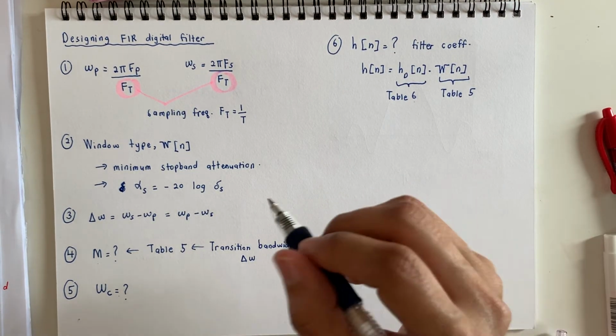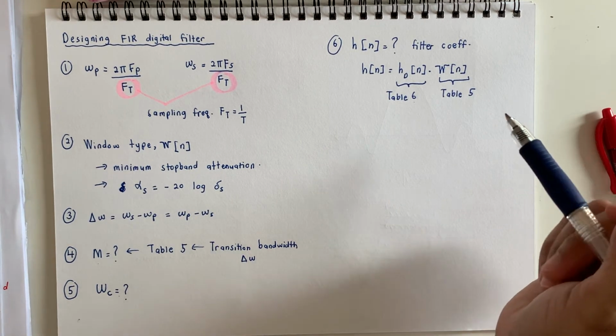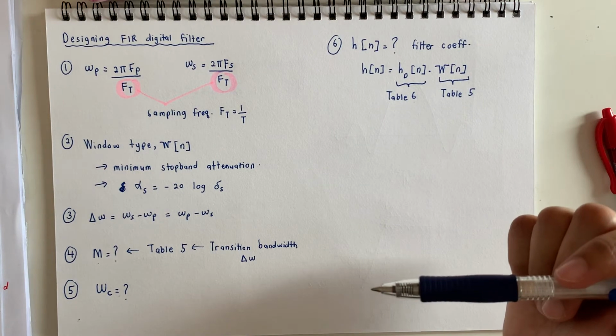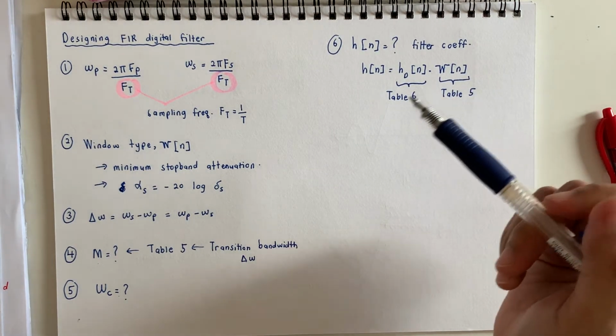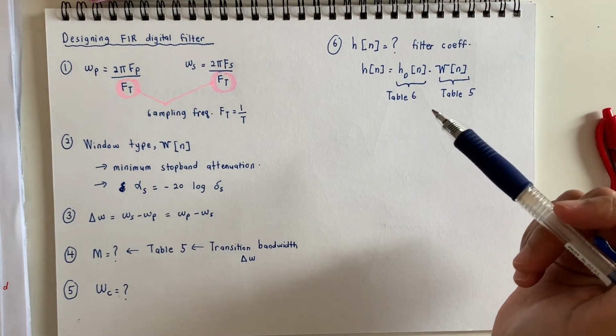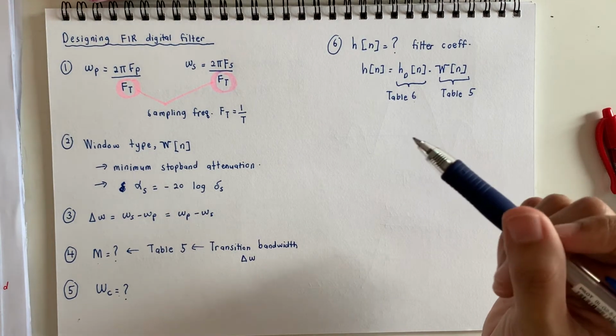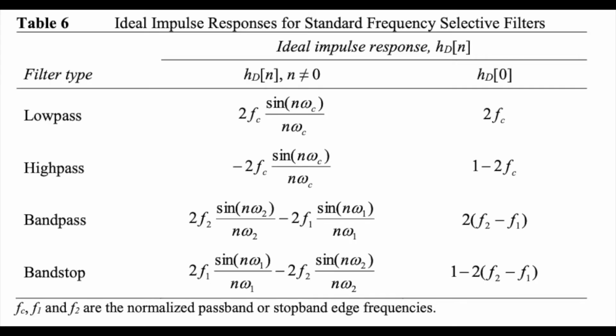Okay, so refer to that. After you know what type of filter you need to design, next you need to refer to table number 6. In table number 6, for each filter, we have 2 HDN values.